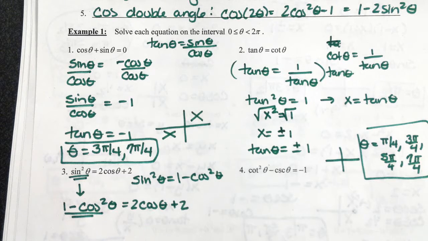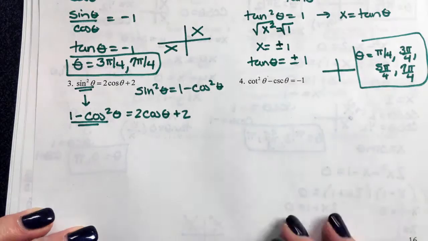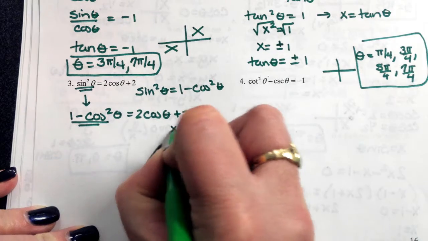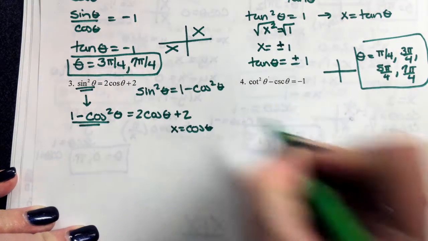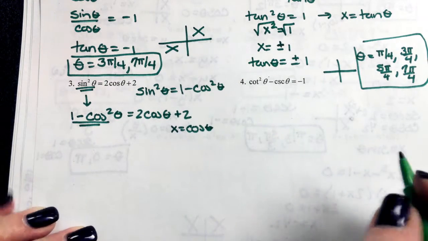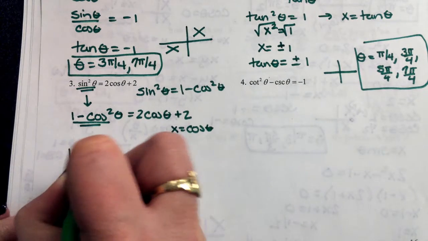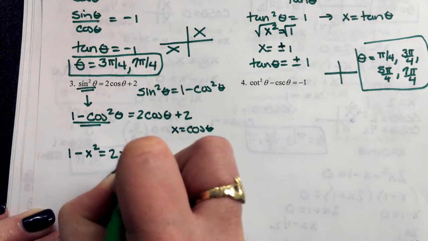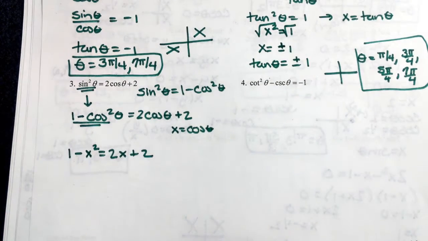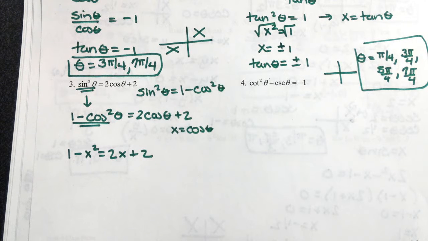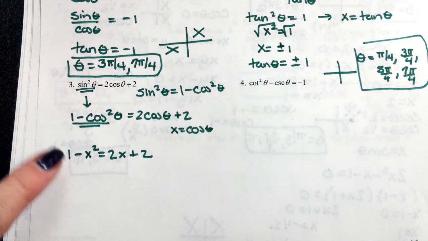Now, like I said, if you don't know what to do with the algebra, take out your cosine and replace it with an x. So we have 1 minus x squared is equal to 2x plus 2. Like I said, if you're not sure what to do with the cosines, take out that cosine and put in the x. All right? How do you start solving this?